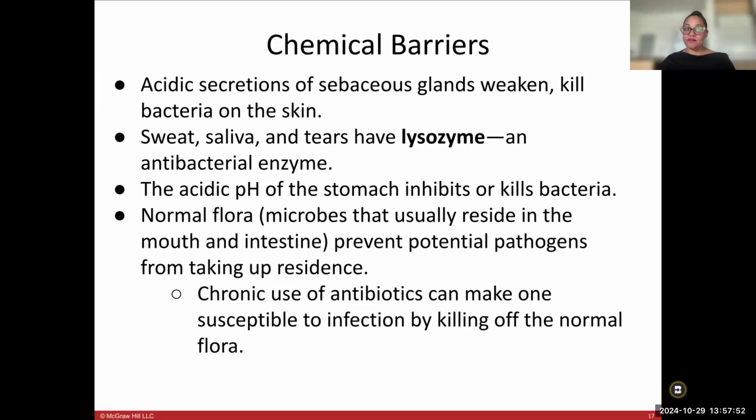They'll die. Normal flora, which are microbes that usually reside in the mouth and the intestine, prevent potential pathogens from taking up residence. Chronic use of antibiotics can make one susceptible to infection by killing off our normal flora. So when you take antibiotics, you tend to get some infections because it kills off what's normally there. We have normal bacteria that live inside of us and help keep our pH balance and help us digest food. That's completely normal. But when we take antibiotics, it'll kill the bad bacteria and it'll kill our own bacteria as well.